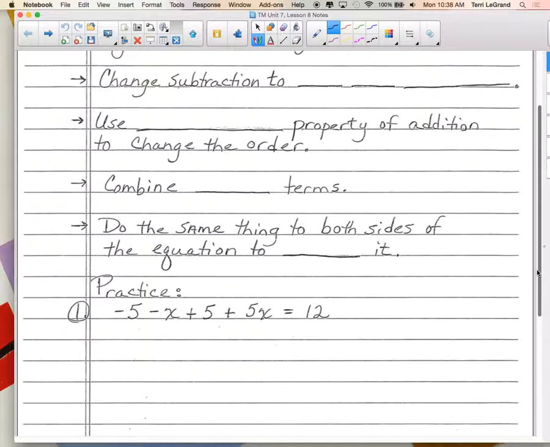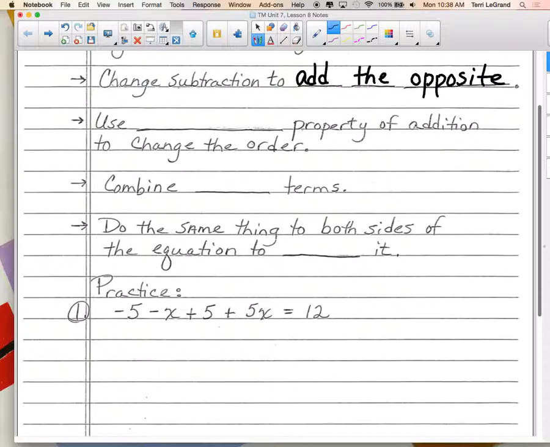So the first thing we're going to do is look at the problem, and any subtraction in the problem we're going to change to what? Add the opposite. So let's fill that in to remind ourselves that changing subtraction to adding the opposite helps us be more successful with what we are really doing. And then we're going to change the order around if we need to.